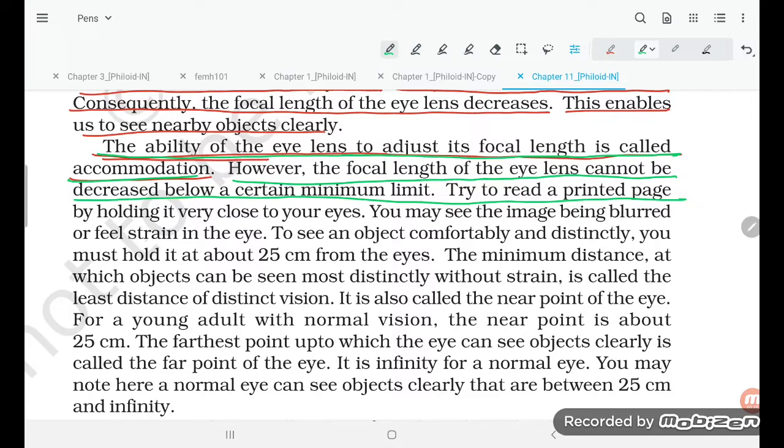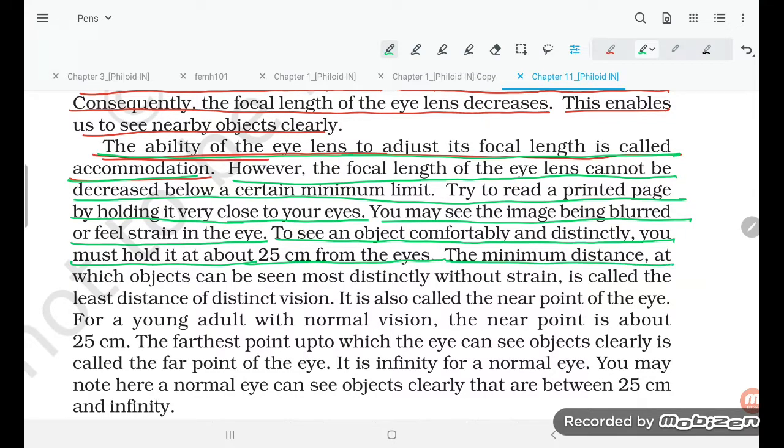Try to read a printed page by holding it very close to your eyes. You may see the image being blurred or feel a strain in the eyes. To see an object comfortably and distinctly, you must hold it at about 25 centimeters from the eyes.